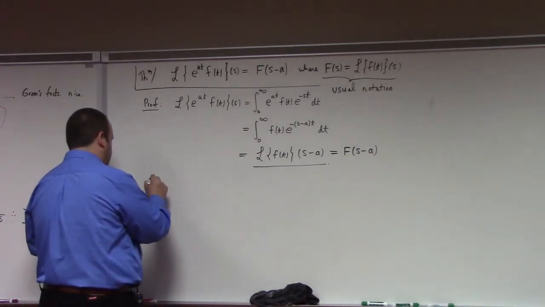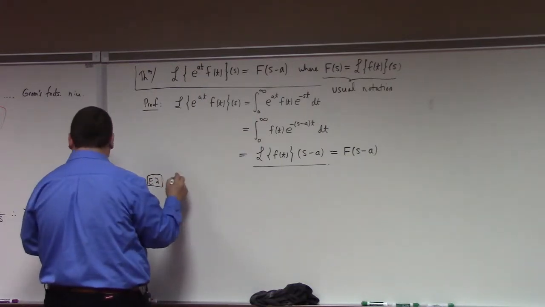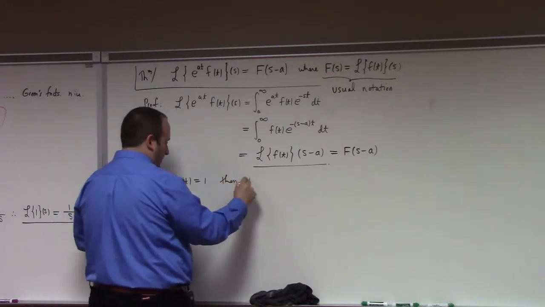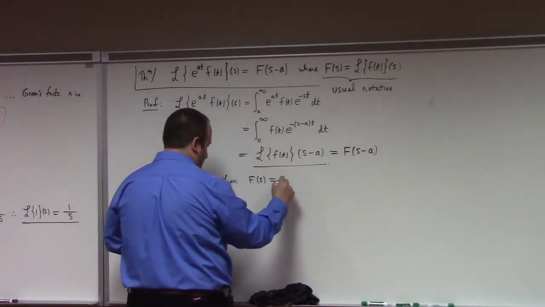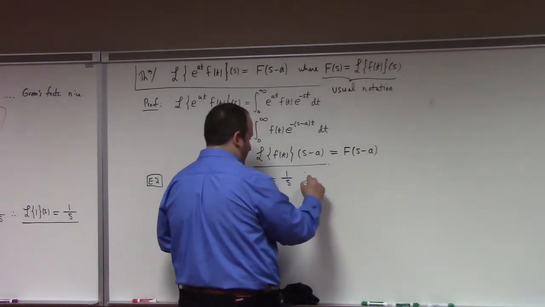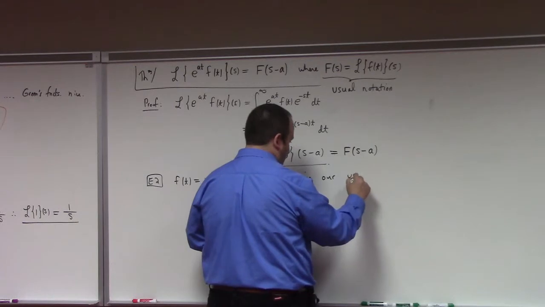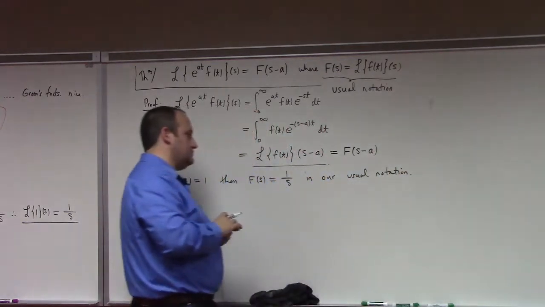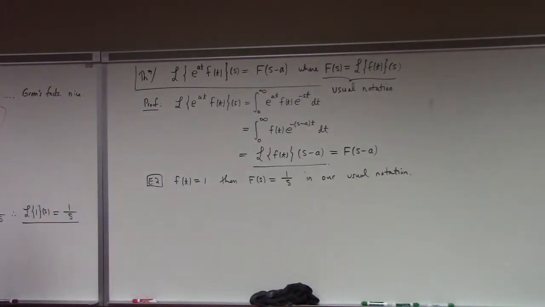My example 2 is just notation. If we have f of t equals 1, then F of s is equal to 1 over s in the big F notation, the usual notation. All right. But a lot of times we like to use the script L to denote the Laplace transform because it gives us a little bit more direct notation.